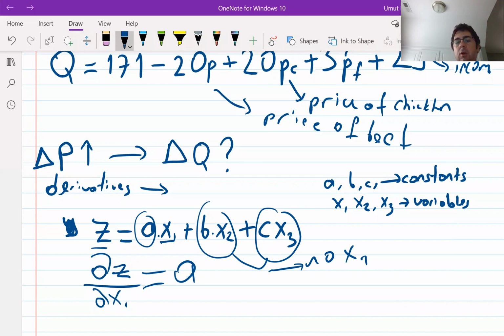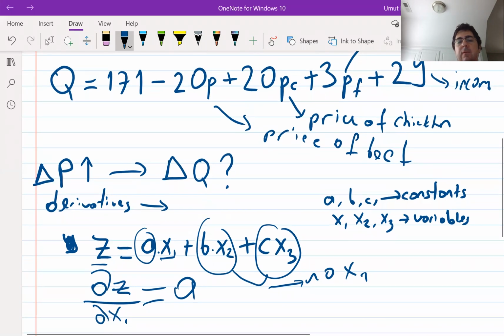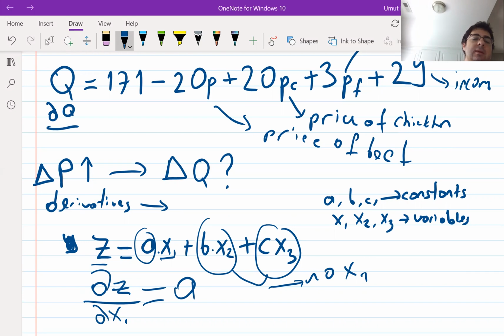Then to see the effect of the price change here, we are looking for the derivative of the demand with respect to price, and it will be minus what? What's the derivative, dq over dp? It is minus 20, yes.